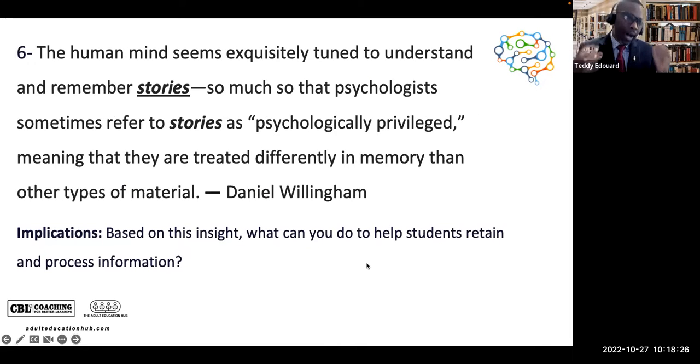The human mind has a favorite when it comes to stories. The human mind is essentially biased towards stories. You know why people stay on the phone all the time? They're looking for the next story, the next story. You know why you binge watch your show? You're looking for the next story, the next story.